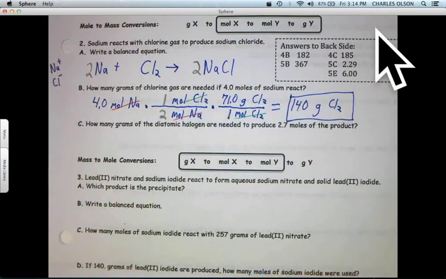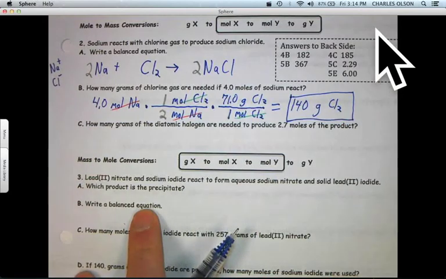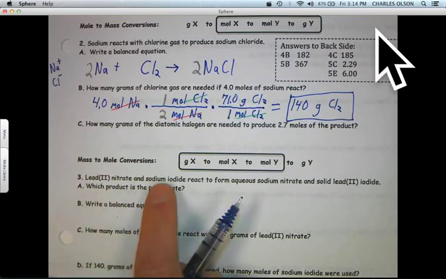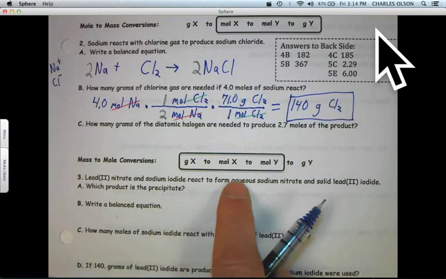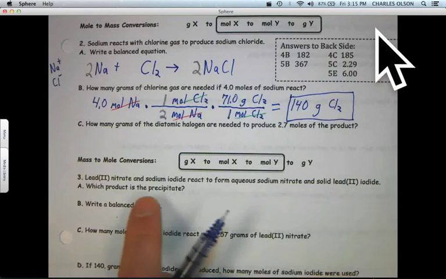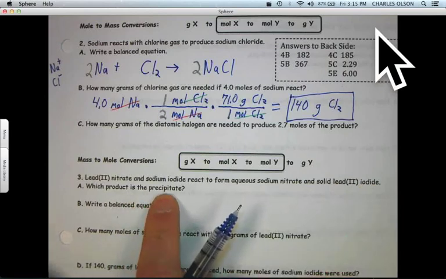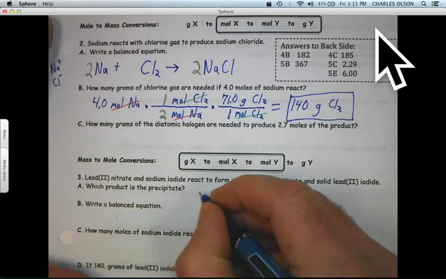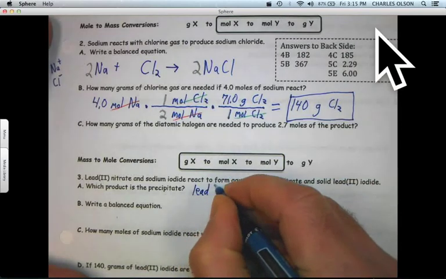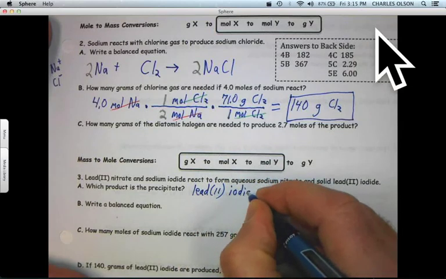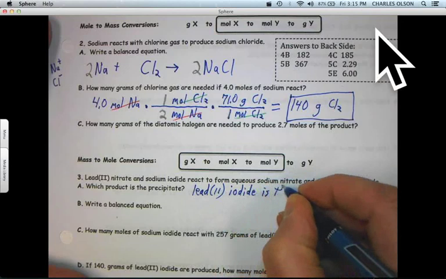So, next question is question 3, A, B, and C. Lead 2 nitrate and sodium iodide react to form aqueous sodium nitrate and solid lead 2 iodide. Which product is the precipitate? Well, the solid that's formed out of the aqueous solutions is the precipitate, so that would be the lead 2 iodide. Lead 2 iodide is the precipitate.